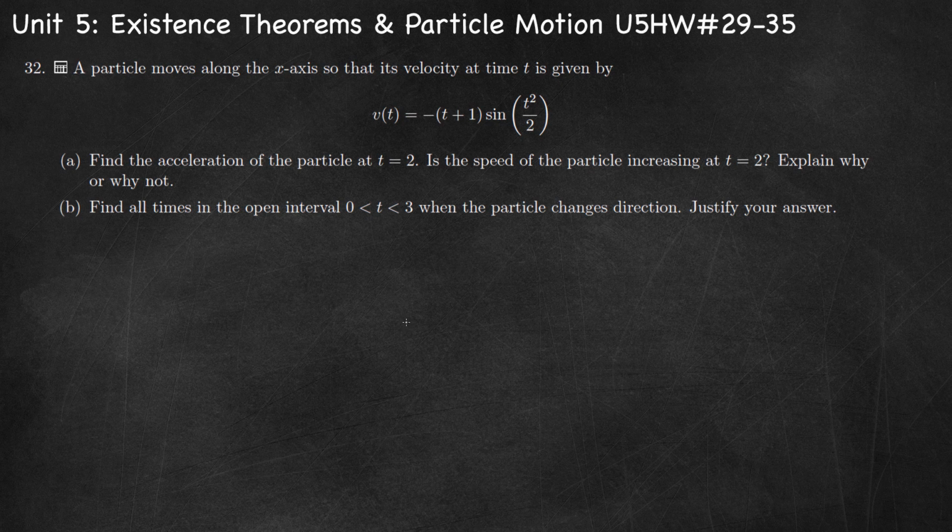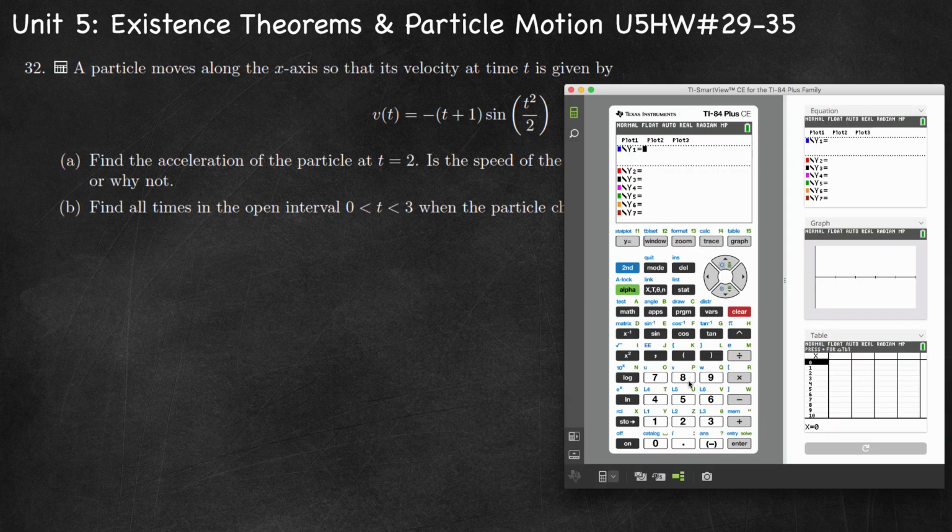So we can get the acceleration at 2 using Math 8 on our calculator. I'm going to enter my velocity equation. So negative t plus 1 times the sine of t squared over 2. Again, make sure you're in radian mode there. And we'll just try a standard window.